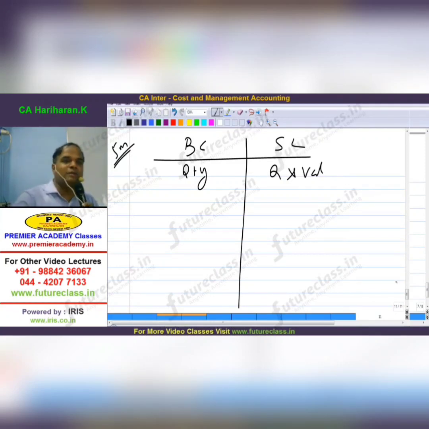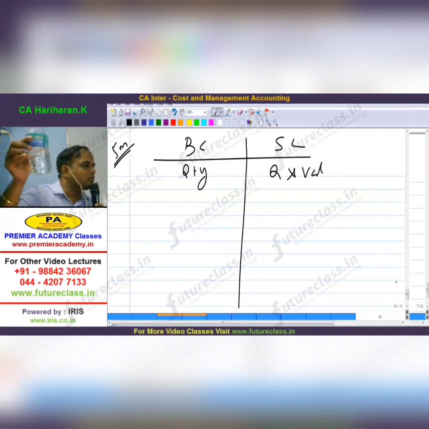Where will the card be? Attached with the bin. Therefore, where there is a bin, the card will be there. Those cards are called bin cards. Understood the logic or not?